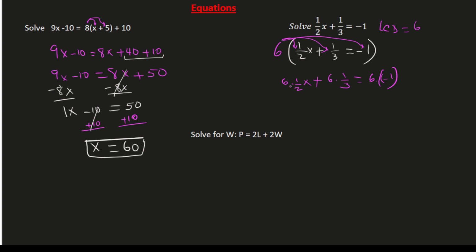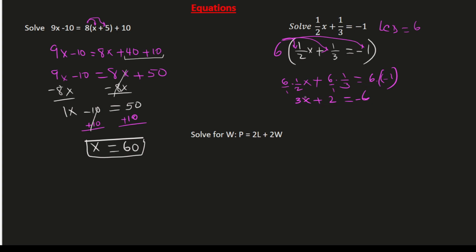So now let's cancel. Usually, if we need to cancel this, we put a 1 down here, a 1 there. So you get 6 times 1 is 6, 1 times 2 is 2. So 6 over 2 is 3, we get 3 here, and this is x. Plus 6 times 1 is 6, 1 times 3 is 3, 6 over 3 is 2. This is equal to -6. That's what we have here.